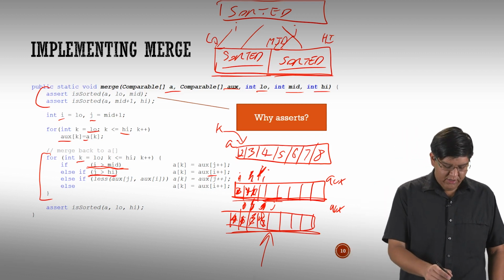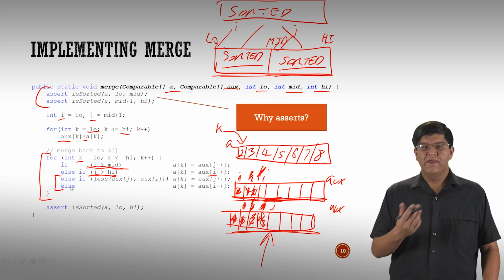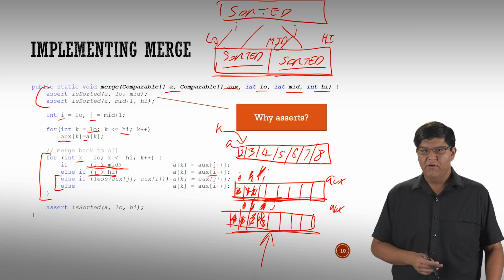Okay, now these last 2 are kind of the main logic. So here, if we get down here, it means that both of these have elements in front, and we want to figure out how to combine them.